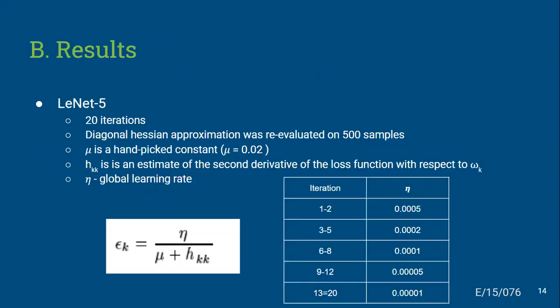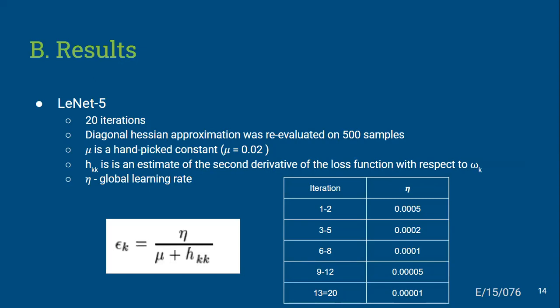LeNet 5: they trained several versions of LeNet 5. The step size epsilon k is calculated by this equation. Here, mu is a hand-picked constant and they used 0.02 for that. h_kk is an estimate of the second derivative of the loss function with respect to omega k. And eta is the global learning rate.